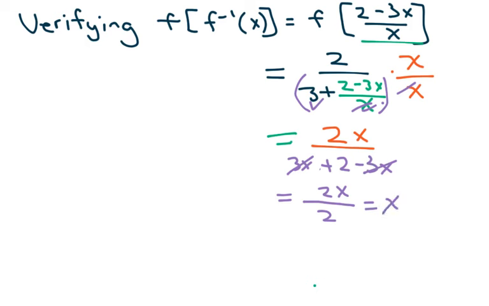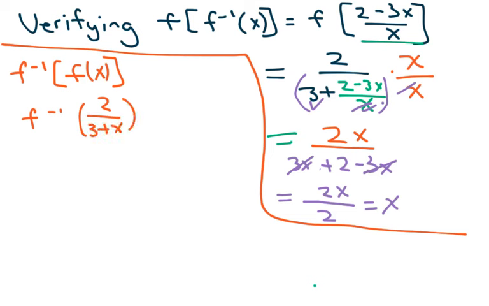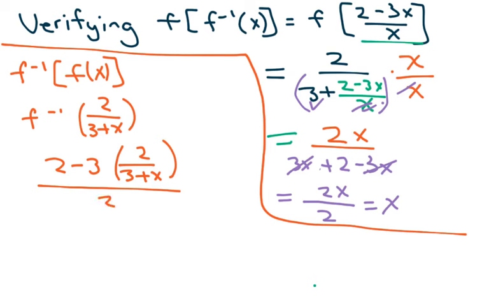Okay, we have to do it the other way as well. I'm going to try to do this on one page here. So I'll do it here, and we're going to compose f inverse with f of x. So we get f inverse of 2 over 3 plus x, which gives us 2 minus 3 times 2 over 3 plus x over 2 over 3 plus x.